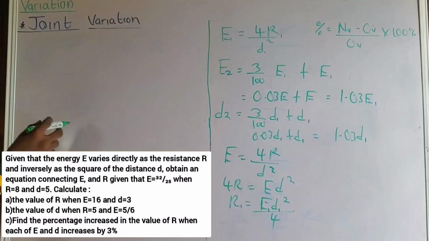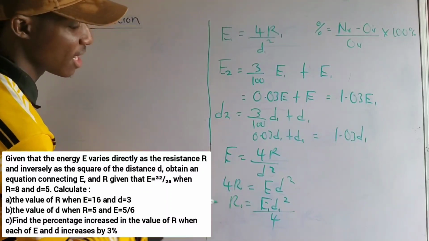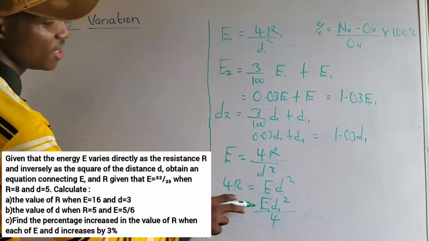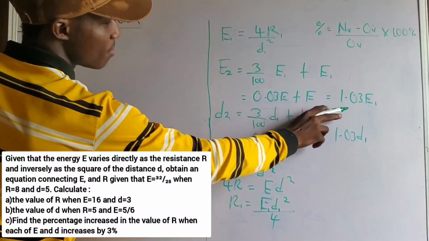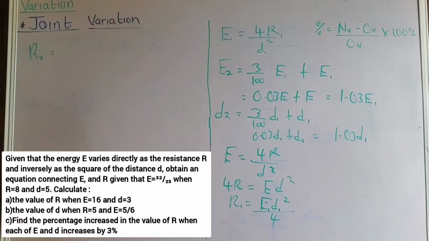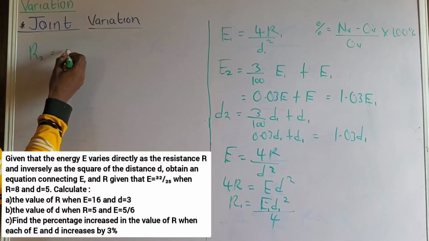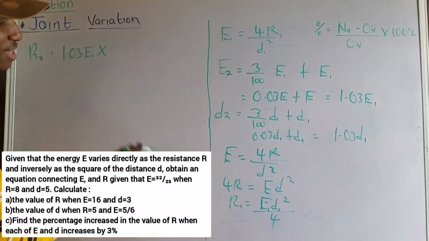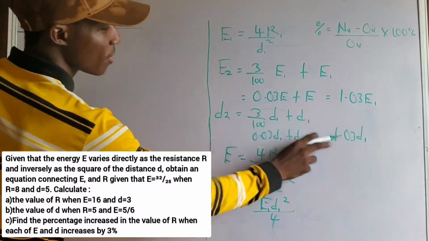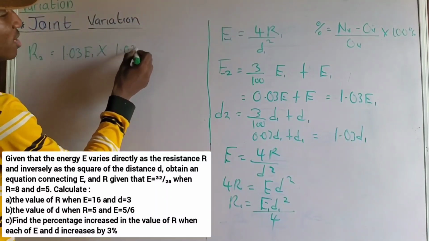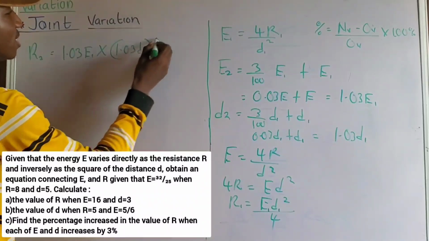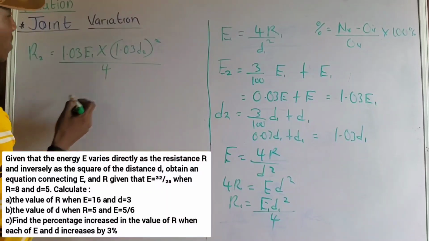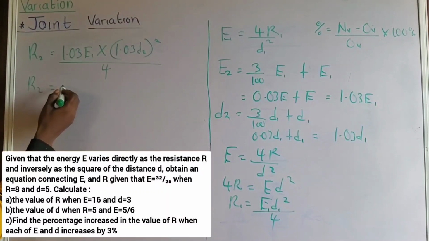Now let us replace the value of e, the increment. Now r2, the new value of r, will be e2, which is 1.03 e1, multiplied by d2, which is 1.03 d1. Now don't forget that there is a square on d, all over 4, right? So r2 equals 1.03 e1 times d2 squared over 4.